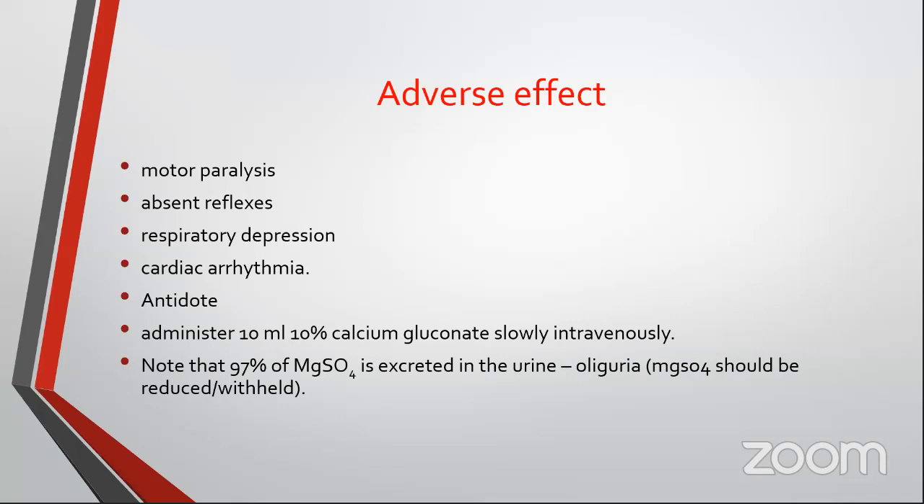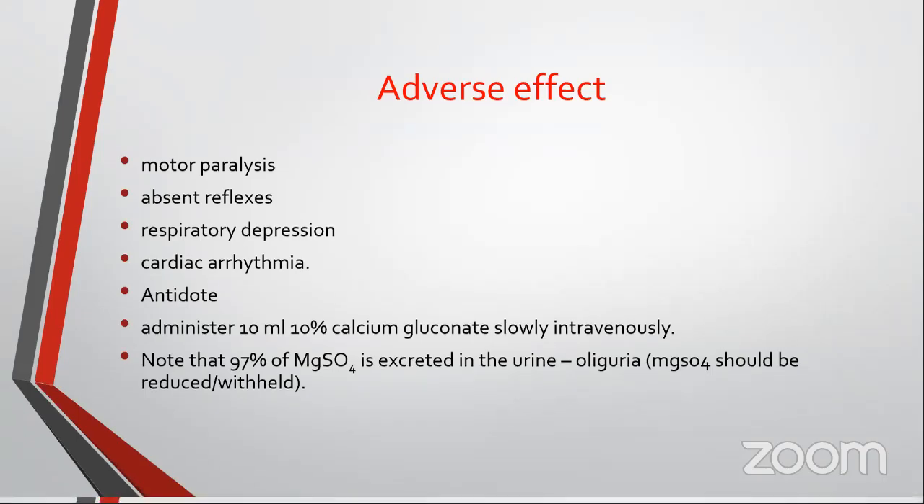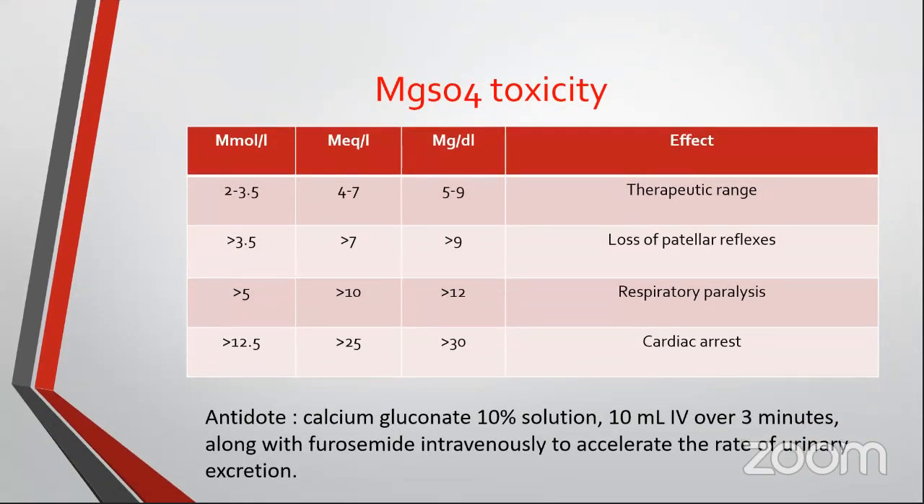The adverse effects of magnesium sulfate: motor paralysis, absent reflexes, respiratory depression, cardiac arrhythmia. If you find any signs of magnesium toxicity, you can give the antidote, which is 10 ml of 10% calcium gluconate slowly intravenous. 97% of magnesium sulfate is secreted in the urine, so be alert about oliguria. This is the level of magnesium sulfate which can cause concern and toxicity.